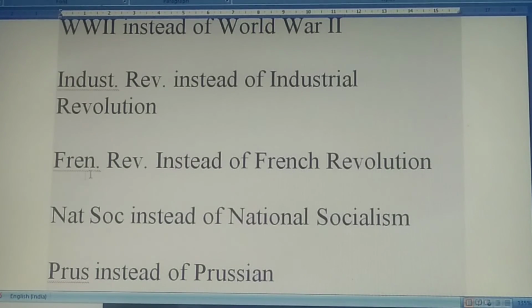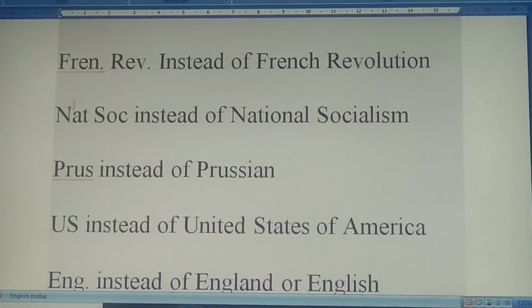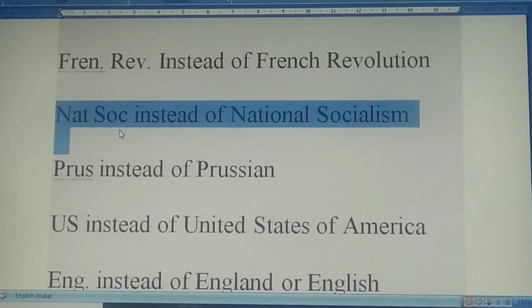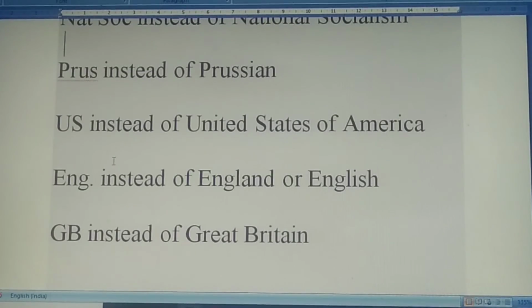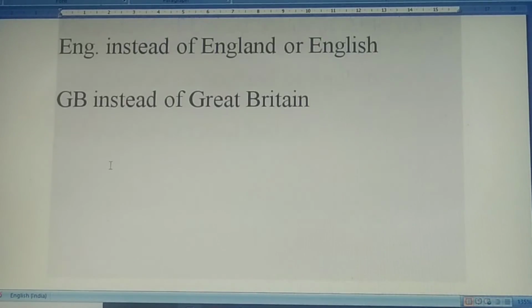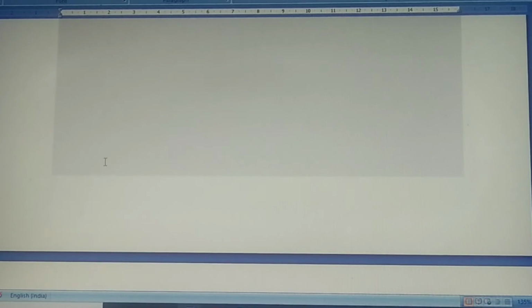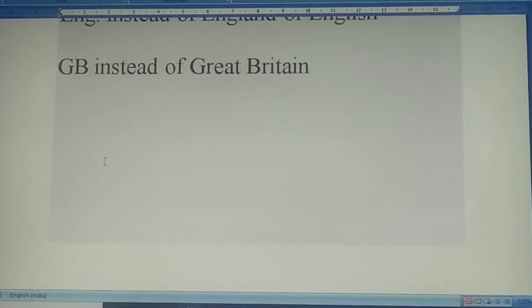Industrial Revolution. FREN, French Revolution. Then see, National Socialism, how that word is abbreviated: NAT and SOC. PRUS means Prussians. US, United States. ENG instead of England or English. GB, Great Britain. So in history we do like this. Yes, so it is very common.